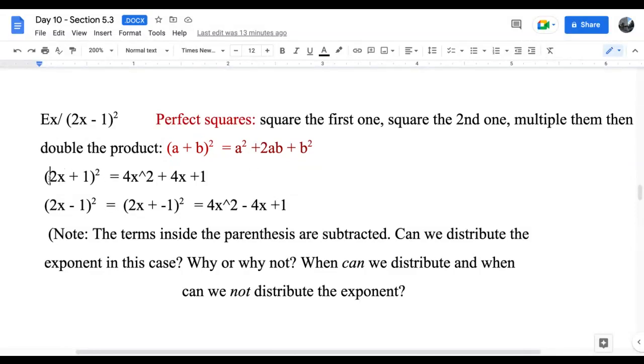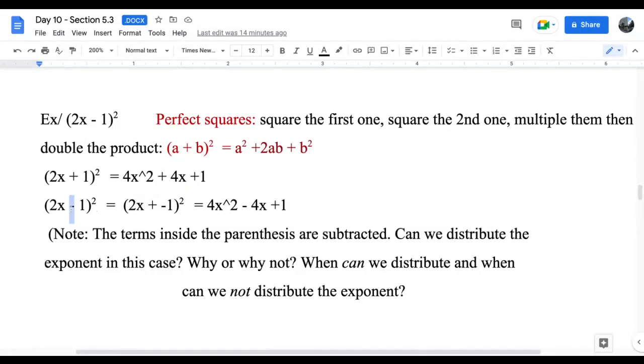So let's follow that. So a is 2x here, b is 1. According to this formula, we square the first one. 2x squared becomes 4x squared. Then plus the second one squared, 1 squared is 1. Then plus the product, right? Double the product of those two. Well, 2x times 1 is 2x. 2x times 2, 4x. Okay.